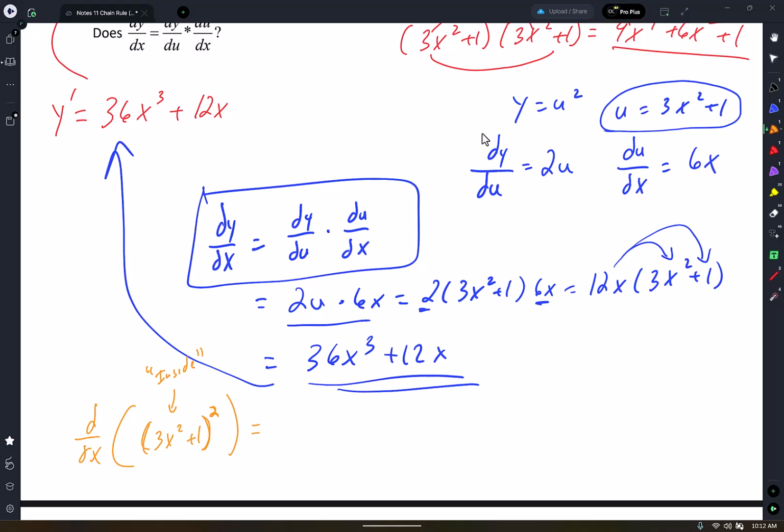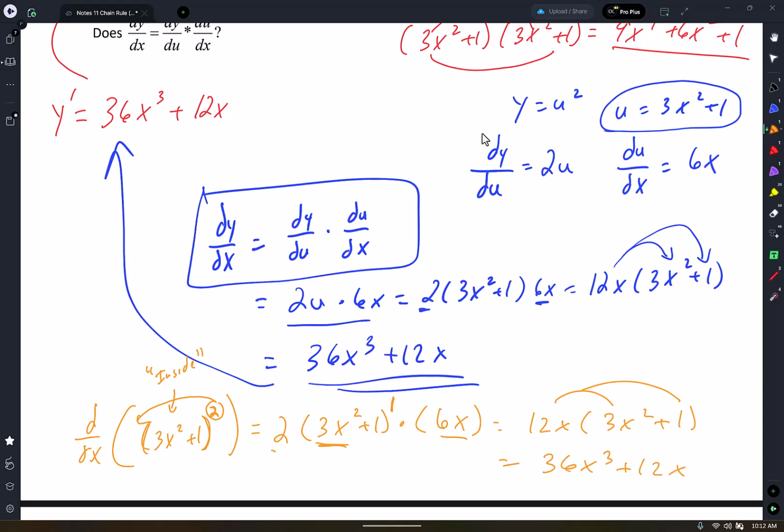So take the derivative of the outside, bring the 2 to the front, 2, leave the inside alone, to the power 1. Do you guys see what I did? It's like if I were doing power rule. Times derivative of the inside. What's the derivative of 3x squared? There it is. 6x times 2, that's 12x. And I'm multiplying it by 3x squared plus 1. And look at this, 36x cubed plus 12x.